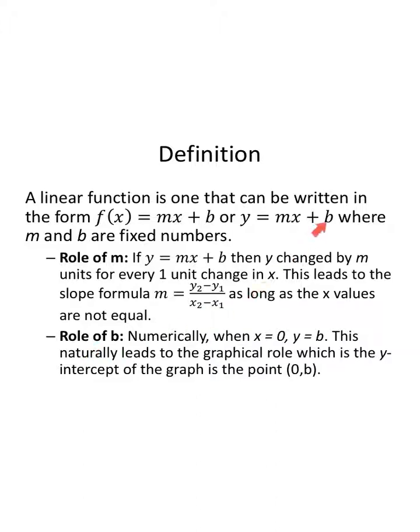The role of b: this number b was our fixed cost in a previous lecture. Numerically, when x equals 0, 0 times m is 0, so our y value is b. This leads to the graphical role: the y-intercept of the graph is the point (0, b). This is frequently called slope-intercept form because m is the slope of the line and b is the y-intercept of the line. So we can look at it and see, here's my slope or tilt, and this is where it crosses the y-axis.